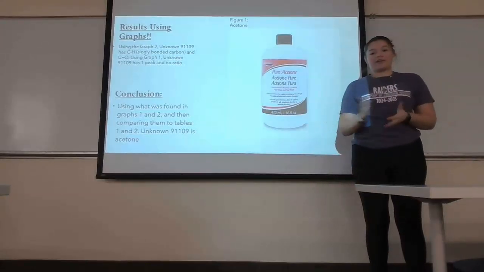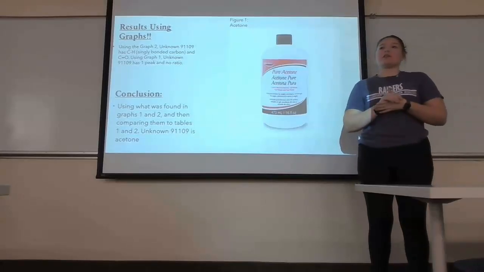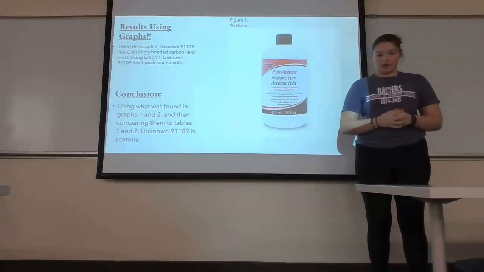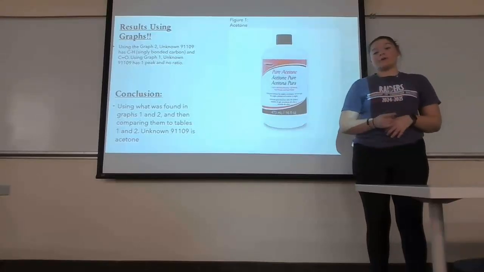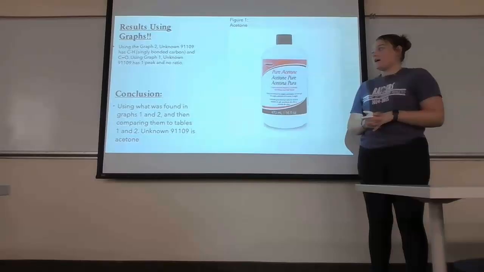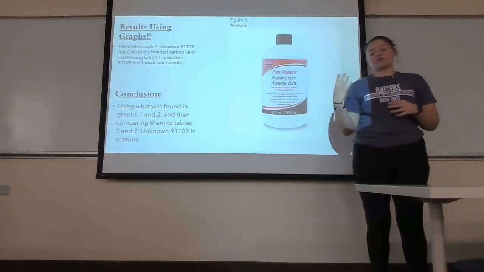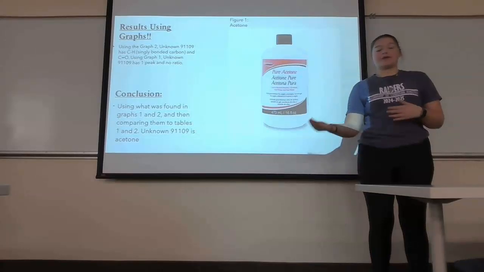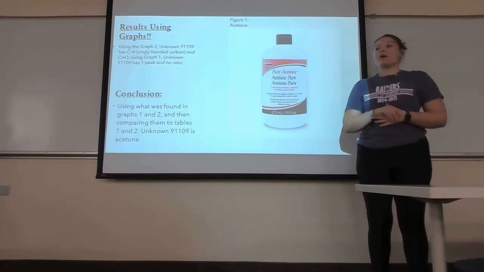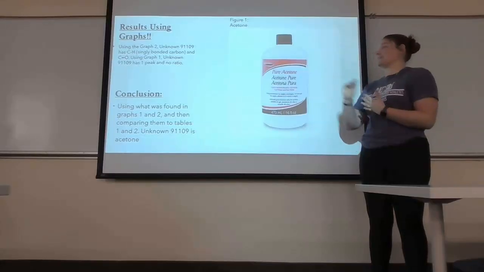For 91109, there was a singular CH, singly bonded carbon, as well as a C double bonded O. And then there was only one peak, so there was no ratio at all. And comparing tables 1 and 2 to 3 and 4, as well as using the graphs to be able to find tables 3 and 4, I found out that the unknown 91109 is acetone.